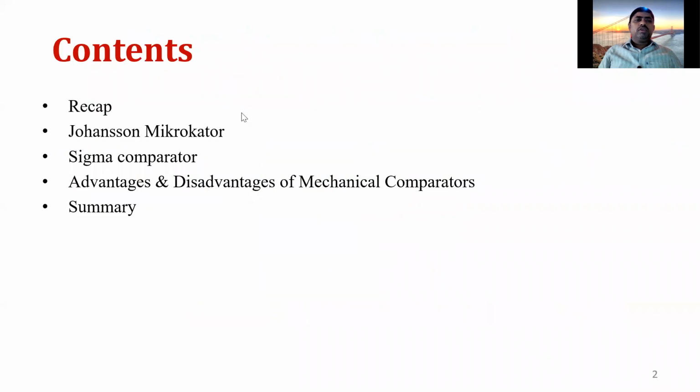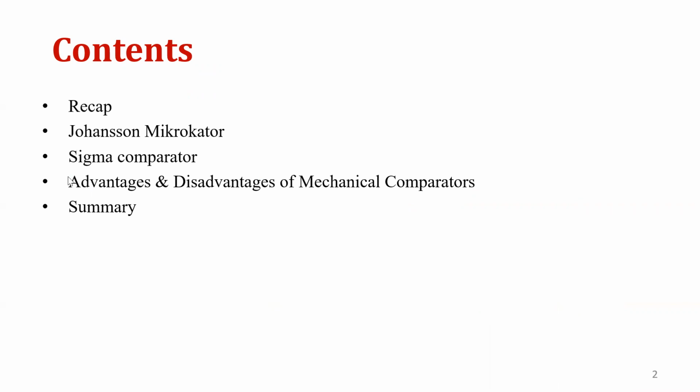The contents of today's lecture are a recap of the second lecture, and then we will discuss the Johansson microcator, and then the sigma comparator. Then we will discuss the advantages and limitations of the mechanical comparators, and then we will summarize today's topic contents.